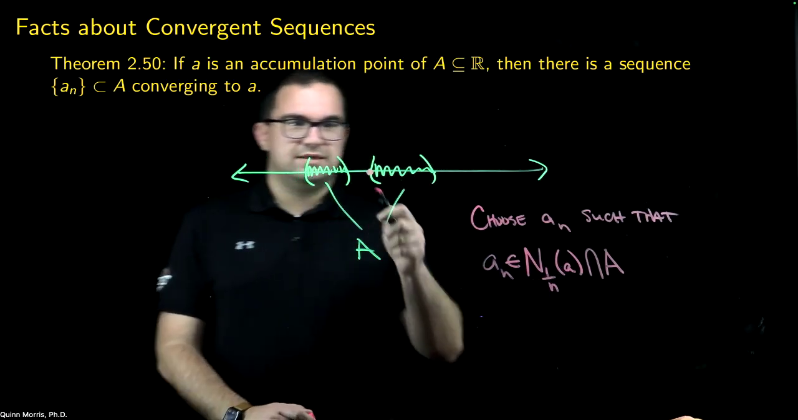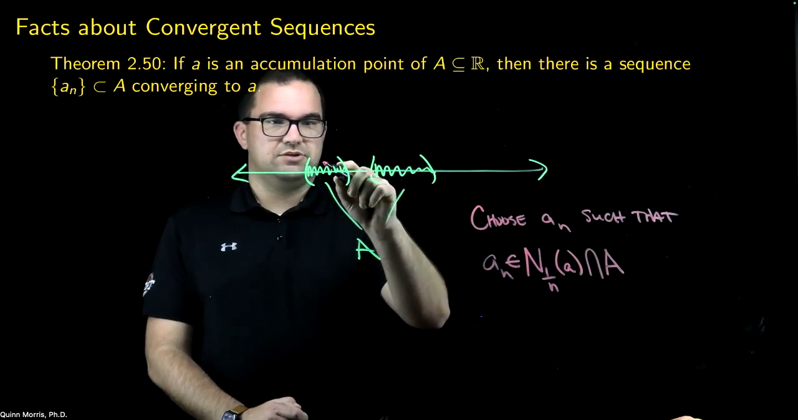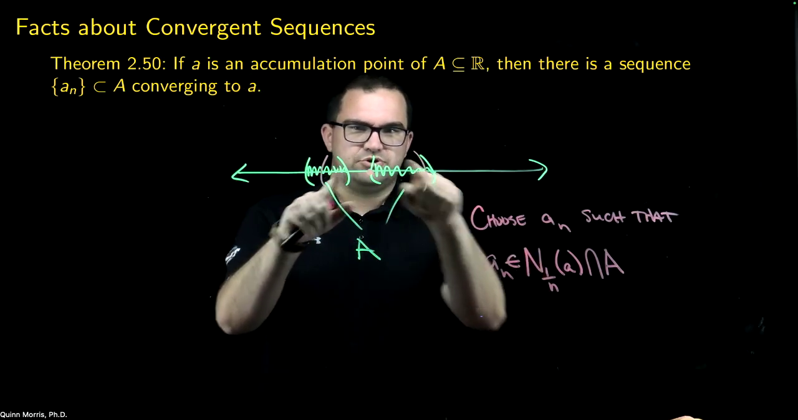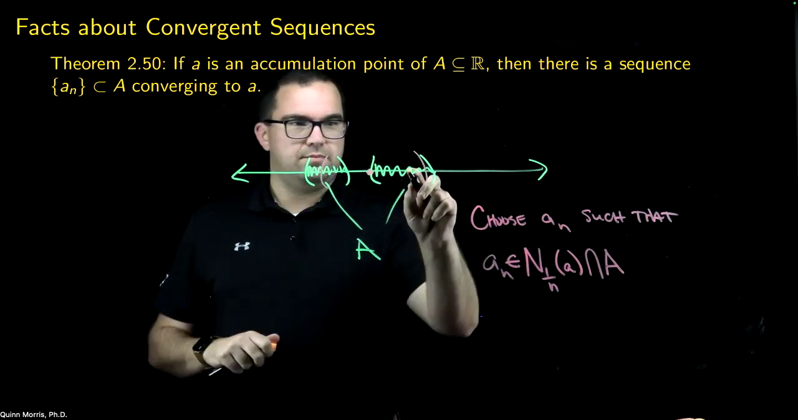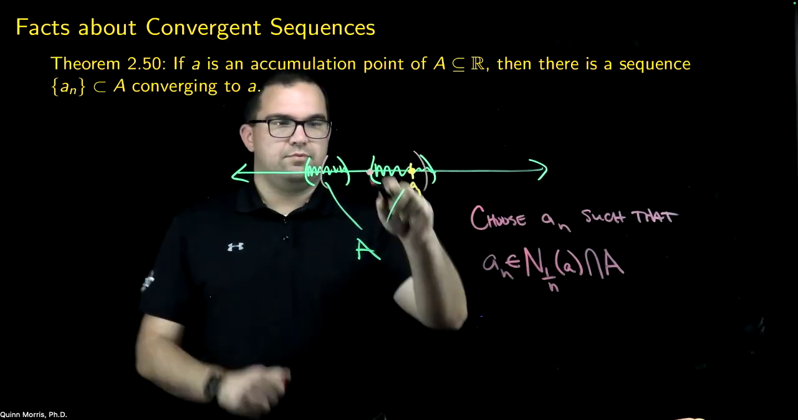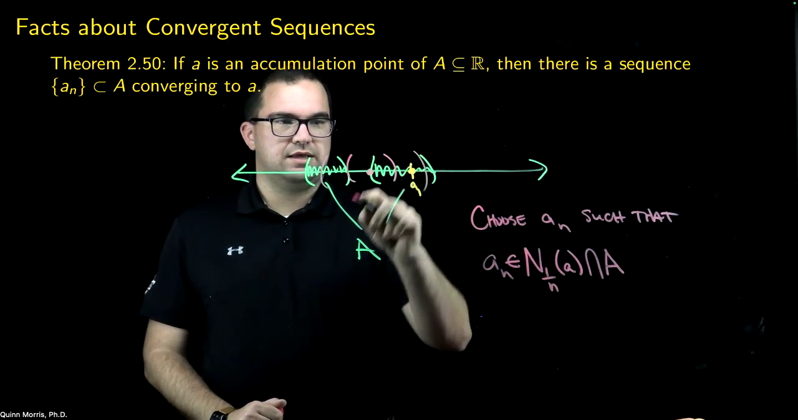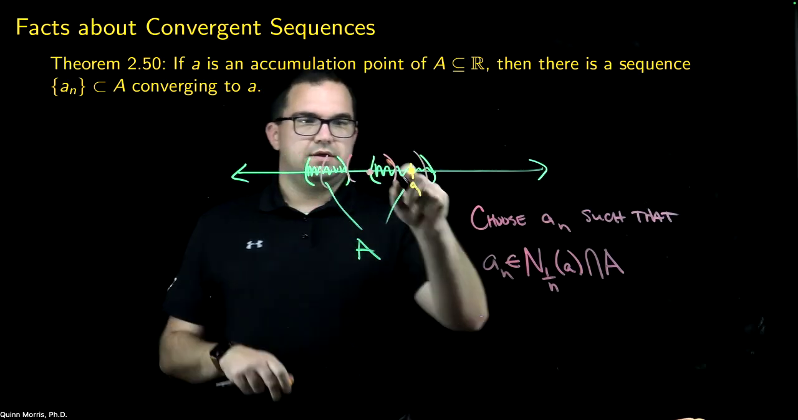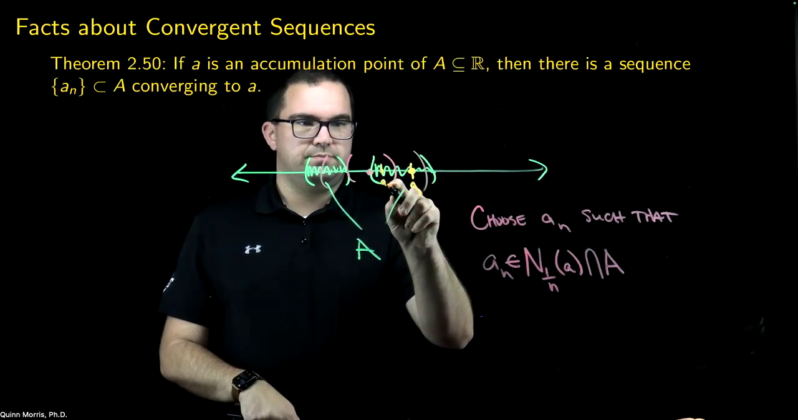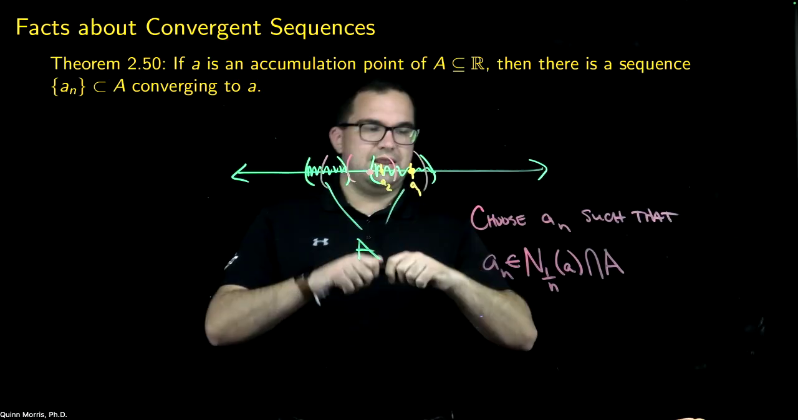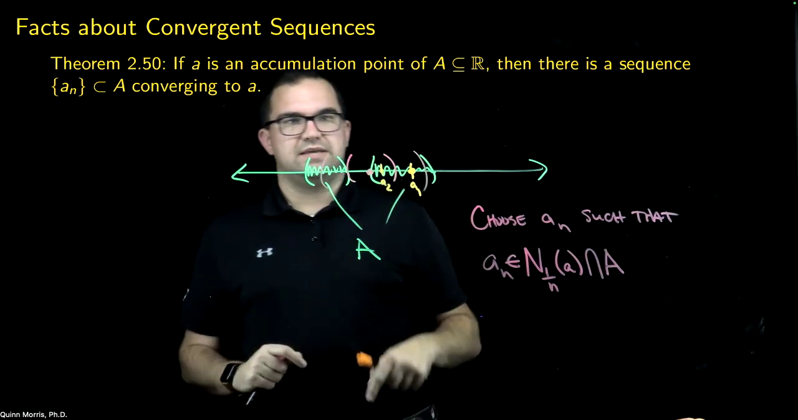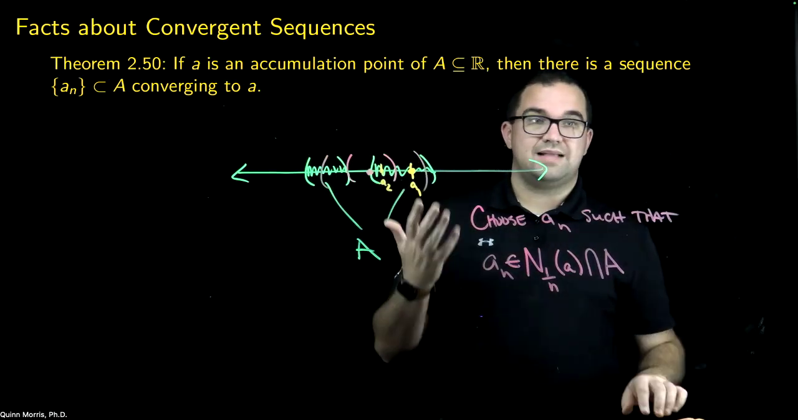So you take a neighborhood of radius 1. Maybe this is your neighborhood of radius 1. It has to intersect this green set in at least one point. Maybe you choose that here, and there's a sub 1. Now you draw the neighborhood of radius 1/2. Maybe that looks like this. There has to be some point in your green set that's within those. So maybe you choose this one, and that's a sub 2. And you keep doing this over and over again, and as these neighborhoods are shrinking down, you're forcing this sequence to get closer and closer and closer. So that's the idea of the proof.